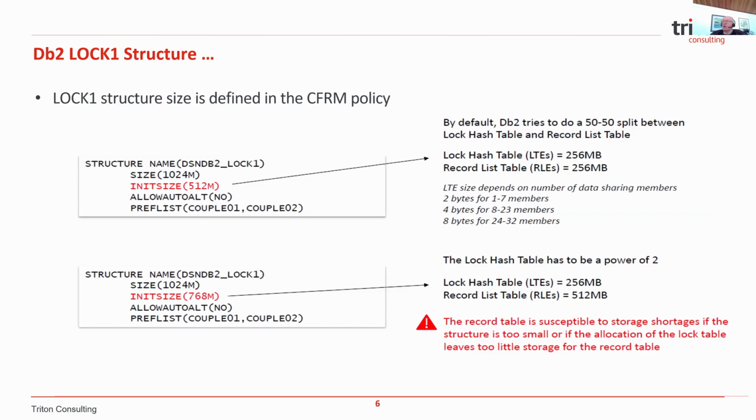Now, the size of that lock one structure is defined in what's called the CFRM policy, the Coupling Facility Resource Manager policy. And we have a couple of examples here. So the first one here is when the init size is 512.